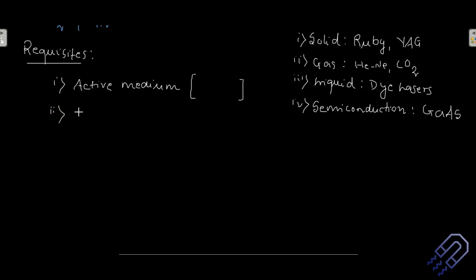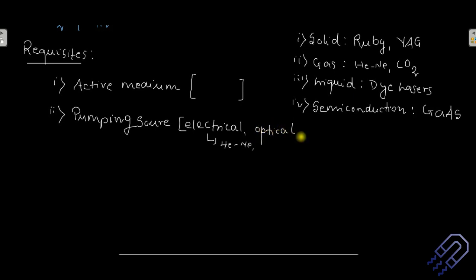And number two, there should be a pumping source. Let me write it down as pumping source, and it can pump the atom from the ground state to the excited state using different methods. Some of the most prominent methods are the electrical method, which is actually used in the helium neon laser. You can also have optical pumping, which means you are making photons incident, because of which the atom gets excited. We can talk about the ruby laser as optical pumping. Apart from that, there are other processes as well. There may be chemical pumping and so on. So these are some examples. This is about the active medium and the pumping source.